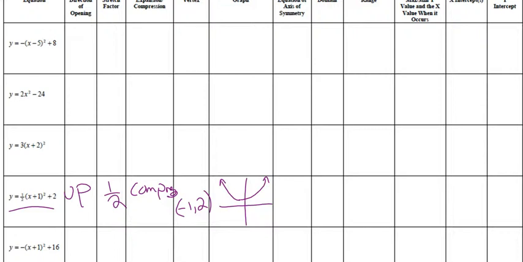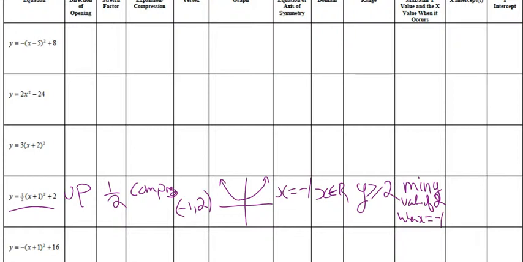Axis of symmetry: x equals -1. It's an equation, so it must be of the form x equals. Domain. Range: y is greater than or equal to 2. How do you do the range? You take the vertex and the direction of opening, then put those two things together. Maximum or minimum value? Minimum y value of 2 when x equals -1. Okay?